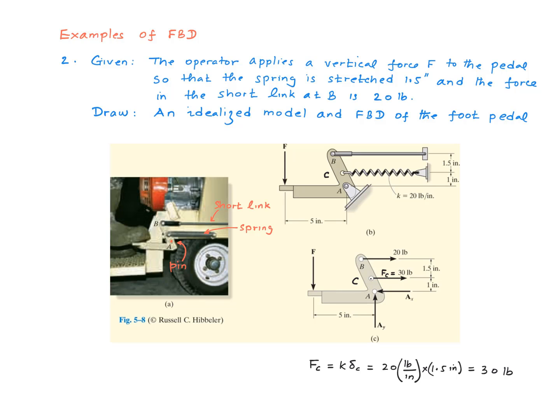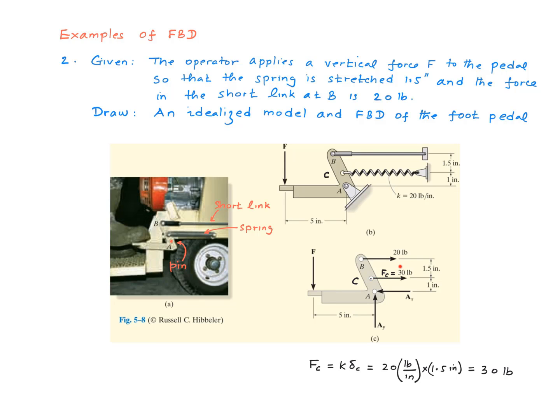When you apply a vertically downward force on the foot pedal like shown in this picture, you can see that the hydraulic actuator is going to be resisting that, and therefore the force on the short link is going to be pulling the foot pedal in that direction. And the spring is going to be extending, right? There's going to be an extension on the spring, and therefore the force on the spring is also going to be in that direction. In other words, the spring is going to be pulling the foot pedal in that direction.